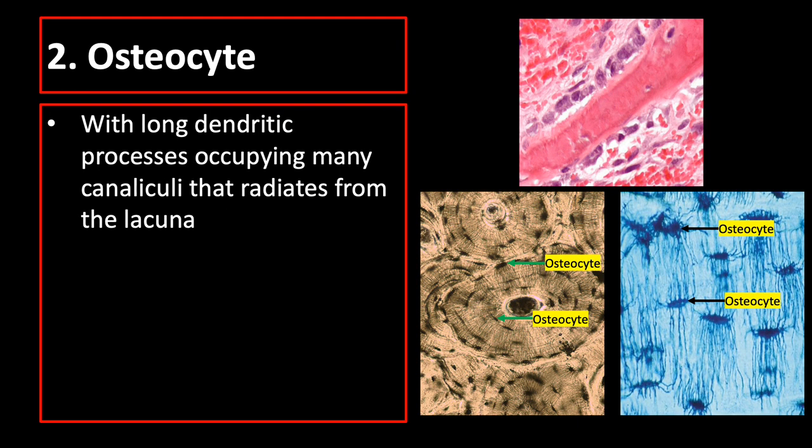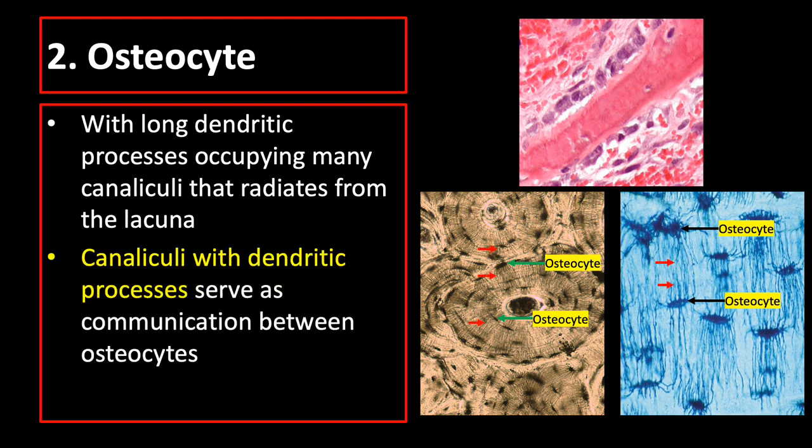Osteocyte has long dendritic processes occupying many canaliculi that radiate from the lacuna. These canaliculi with dendritic processes serve as communication between osteocytes.